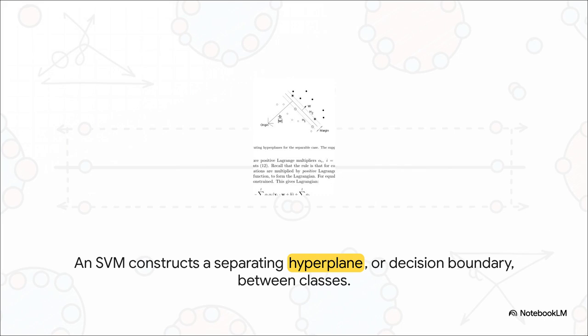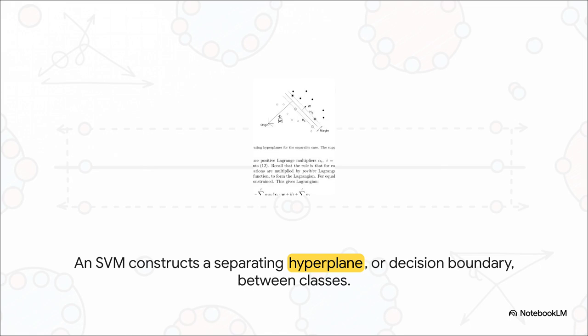So how does it find this widest street? Well, it doesn't just draw a line. It builds what's called a separating hyperplane. Now, hyperplane sounds super complicated, right? But don't worry. It's just a fancy word for the decision boundary. In 2 dimensions, like we're seeing here, it's just a line. In 3D, it's a flat plane. Any higher than that, we just call it a hyperplane.